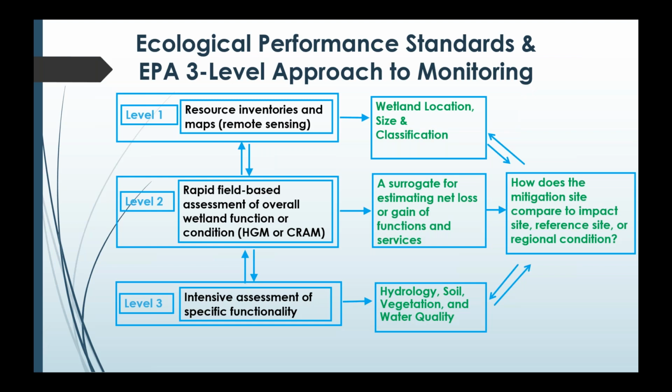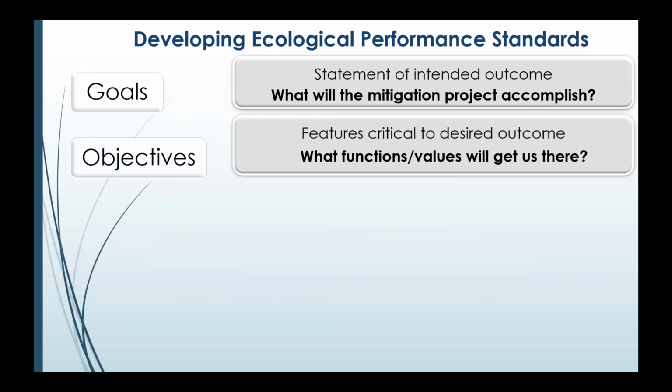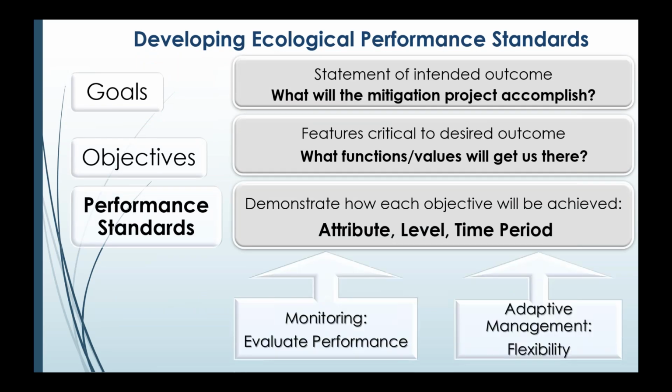And then level 3 assessment tools, I think, are more what we usually think of as monitoring performance standards. And these are intensive assessments of specific functionality or indicators of functionality. And so this is evaluating hydrology, soils, vegetation, water quality, and the next speakers are going to talk more about monitoring at this level. Okay, so developing ecological performance standards.